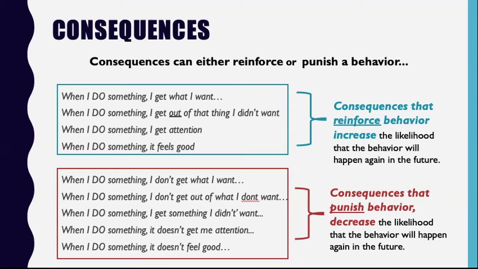It's really crucial that you are able to identify what the function of your student's behavior is in order to determine what your consequence should be. If a consequence reinforces the behavior, it will increase the likelihood that the behavior is going to happen again in the future. It's really important that you identify an appropriate consequence in order to reach your end goal of either increasing or decreasing a behavior.